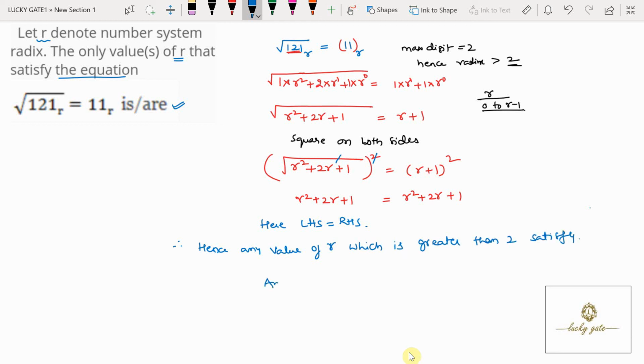So what is the answer for this question? That is R is greater than 2. The question asks for the only values of R that satisfy the equation. What values of R satisfy the equation? Those greater than 2. Any such value is going to satisfy this equation.